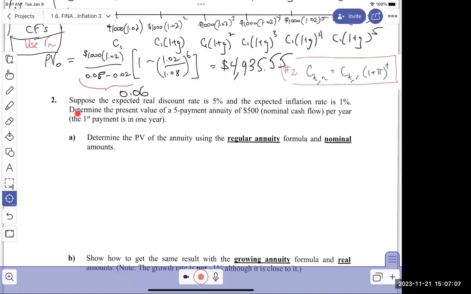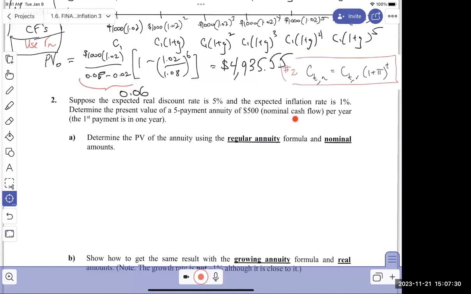Okay, so now suppose that the real discount rate is 5% and expected inflation is 1%. Determine the present value of 5 payments of $500 that are nominal cash flows, with the first cash flow coming in 1 year. So this is like an inverted version of the top, right?